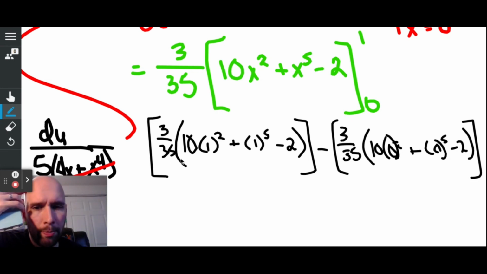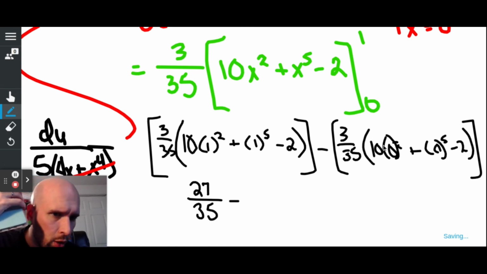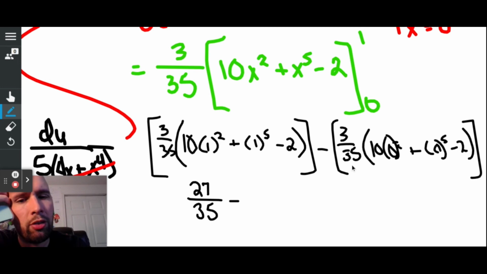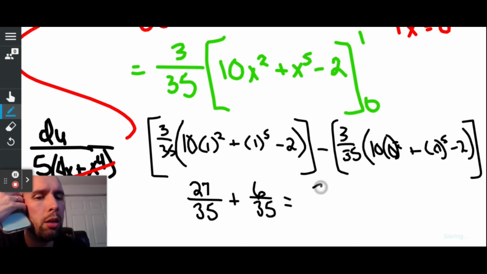So that's going to be 10 plus 1 minus 2 is 9. So 27 over 35. Minus 0 plus 0 minus 2. So minus negative 6, so plus 6 over 35. And that's going to give us 33 over 35.